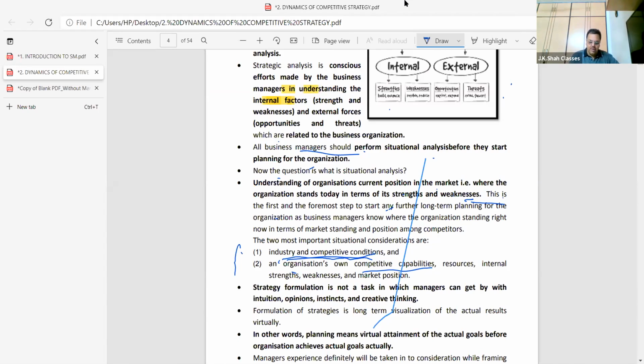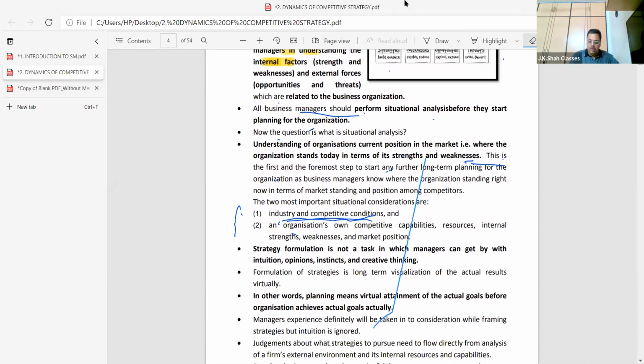See the most important sentence. Strategy formulation is not a task in which managers can get by with intuition, opinion, instincts, and creative thinking. Thinking is a long-term visualization of the actual results. It's a very interesting sentence, students. It is a virtual attainment of the actual goals, before the organization achieves the goals actually.